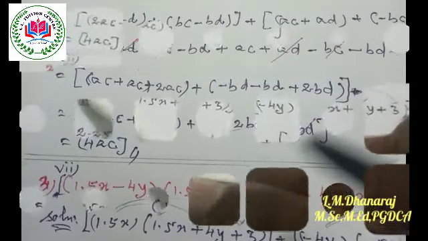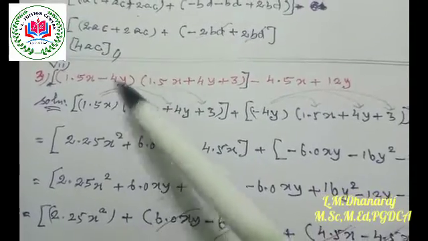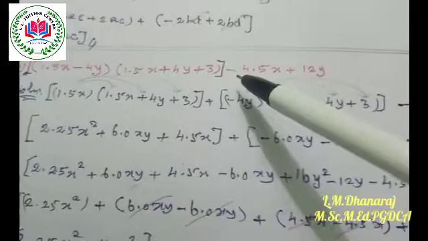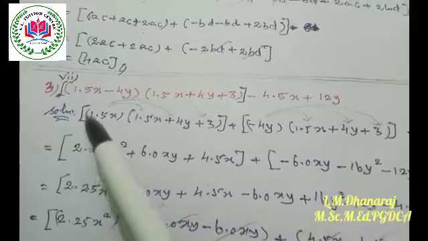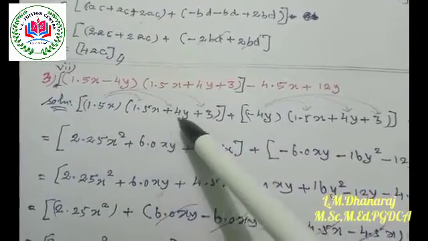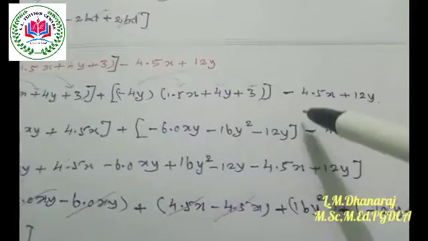Now for third Roman letter, seventh subdivision, we have to multiply (1.5x minus 4y) into (1.5x plus 4y plus 3) minus 4.5x plus 12y. So first thing is we have to multiply these two expressions. First one is 1.5x into (1.5x plus 4y plus 3) plus minus 4y into (1.5x plus 4y plus 3). Then this is minus 4.5x plus 12y, let it be as it is.